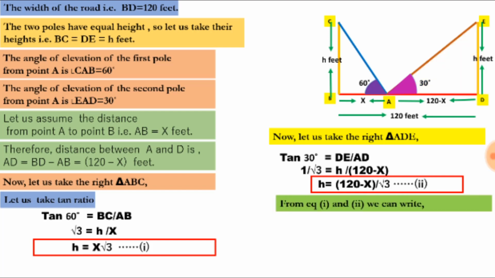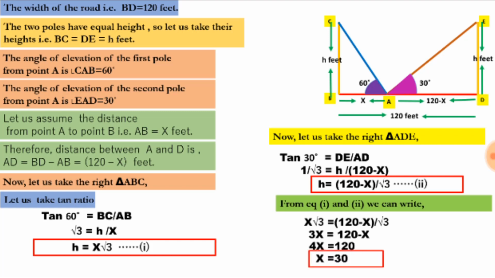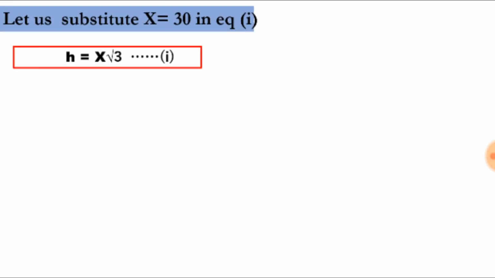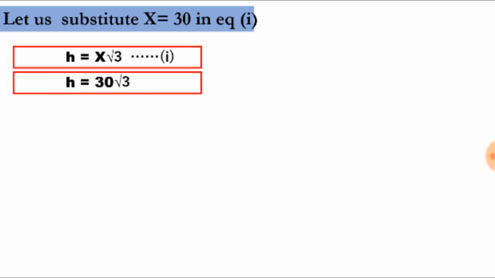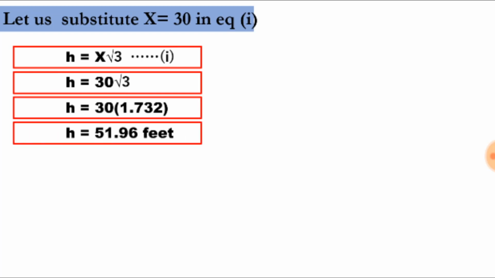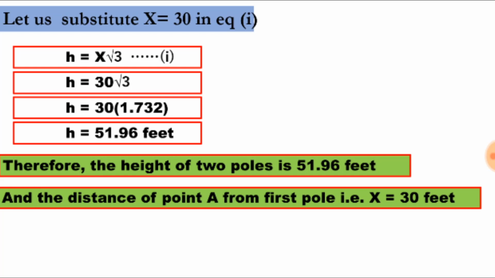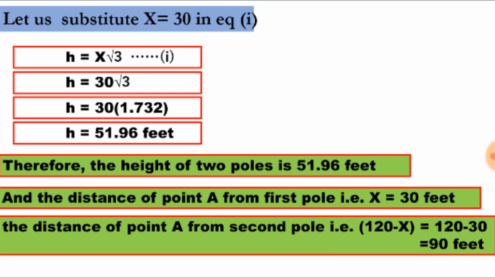Now from equations 1 and 2 we can write x into root 3 equals (120 minus x) by root 3, and simplifying this we get x equals 30 feet. Now let us substitute this x equals 30 in equation 1. So we know equation 1 is h equals x into root 3, and substituting x equals 30 we get h equals 30 into root 3. By simplifying it we get the height of the poles as 51.96 feet, and also the distance of point A from the first pole, that is x, equals 30 feet, and the distance of point A from the second pole is 90 feet.